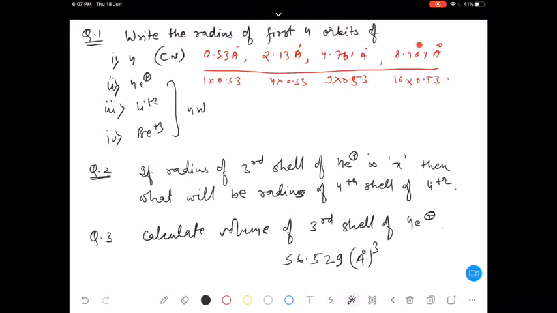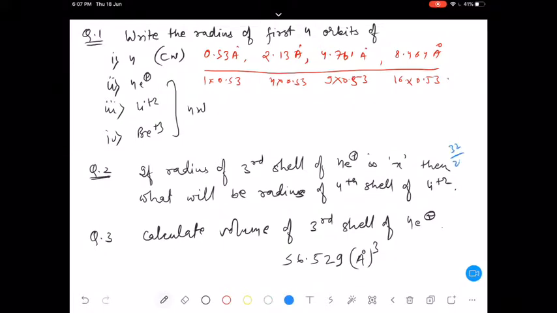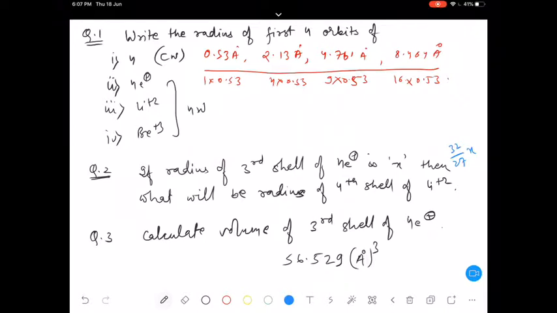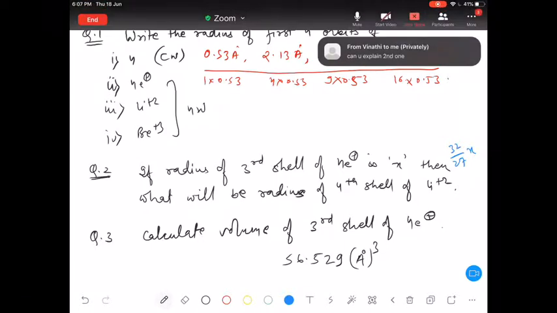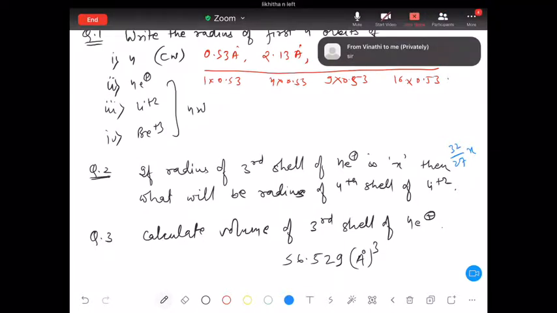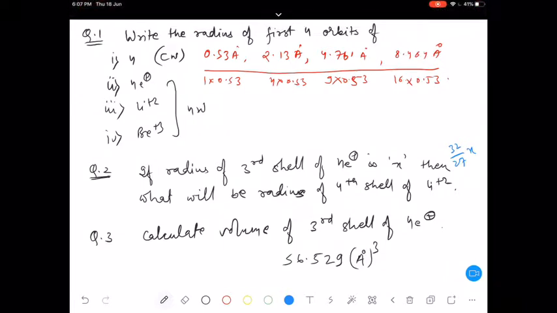Second one, 32x by 27. Very good, Srija. I'll just write 32 by 27x. Very good, nice. Do you want me to discuss the second problem? Any of you, can you explain the second one? Okay, I'll explain the second one.